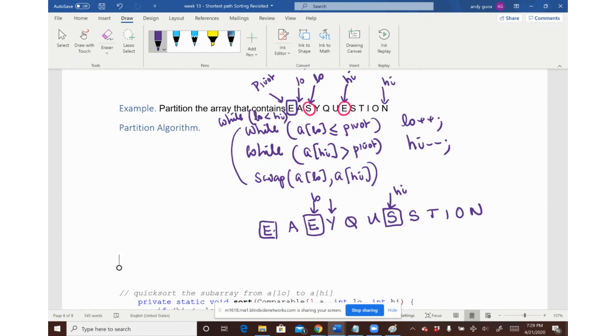And it'll stop low here because now Y is bigger than the pivot. And the high will keep moving to the left because ace of high U is S is going to be bigger than E. So go to the left to U. U is bigger than E, so go to the left to Q. And now let's say Q is bigger than E, so go to the left. So right now, high and low are both pointing to Y.